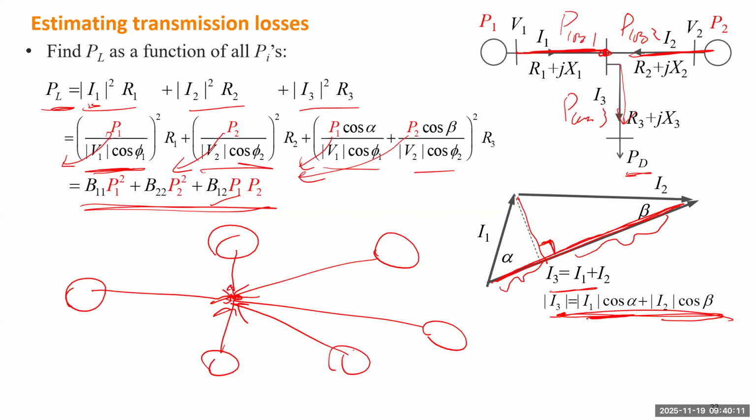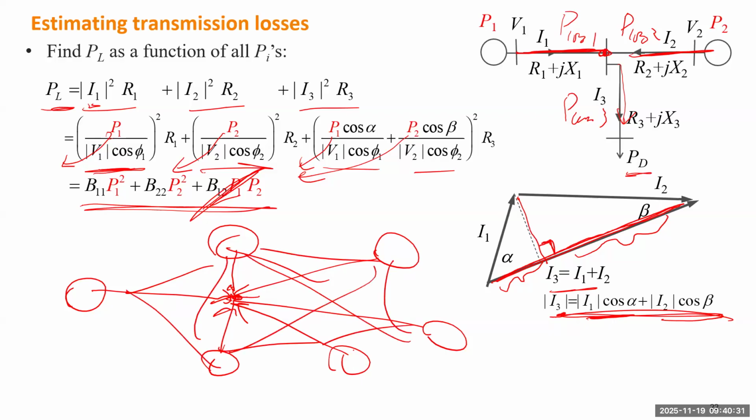For this case, the transmission loss function will be very simple. So the cross dependence between the generator outputs can be ignored, if this is the case. Okay, but if you do have a network, so when you add those coupling lines, the third term cannot be ignored.